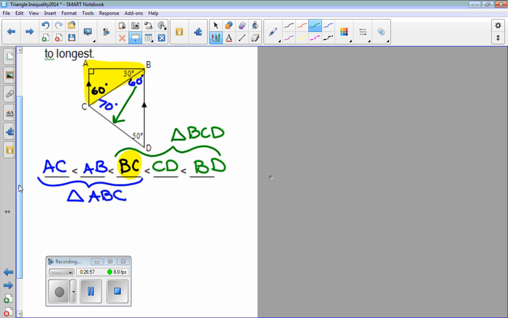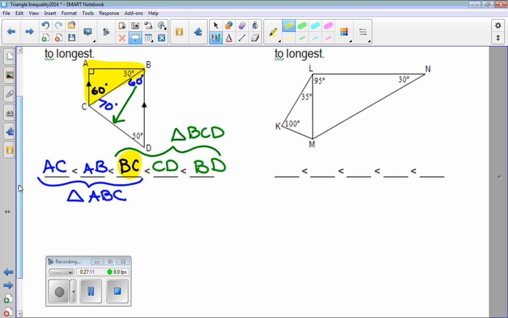I have one more. You don't have to put it in your foldable, but you should put it on the paper that you did with the little piece of paper that you did. I have one more example. I want you to try these on your own, okay? So I want you to try this one. Draw this picture on your paper into your notes.